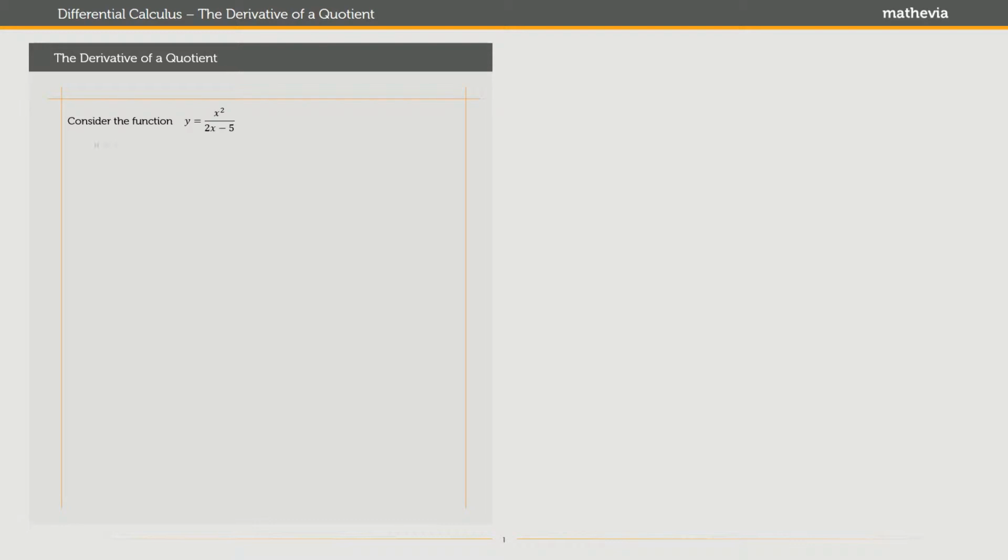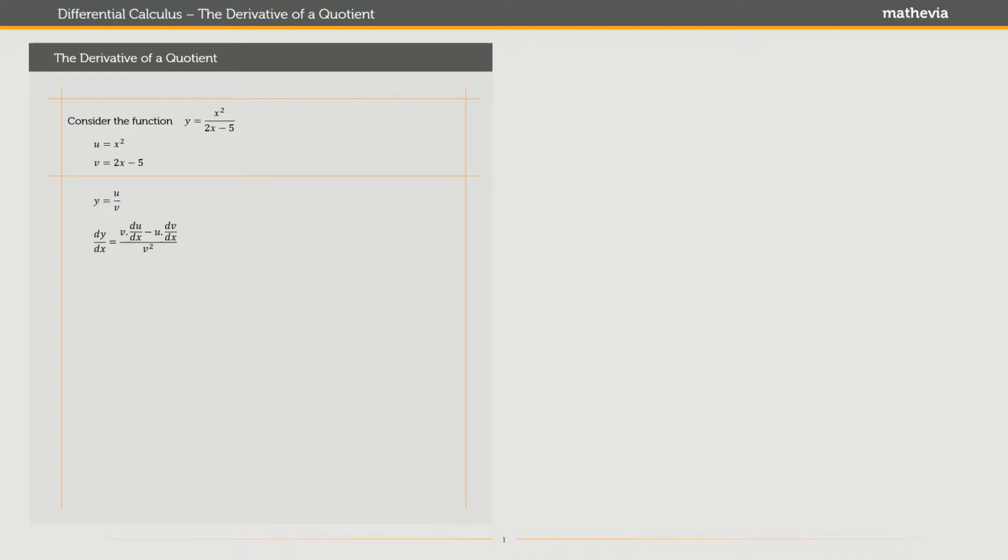Now I'm going to call the function at the top u, and I'm going to call the function at the bottom v. So we have that u equals x squared and v equals 2x minus 5. Now you'd agree with me that y is u divided by v, and basically we have that dy dx is v du dx minus u dv dx divided by v squared.